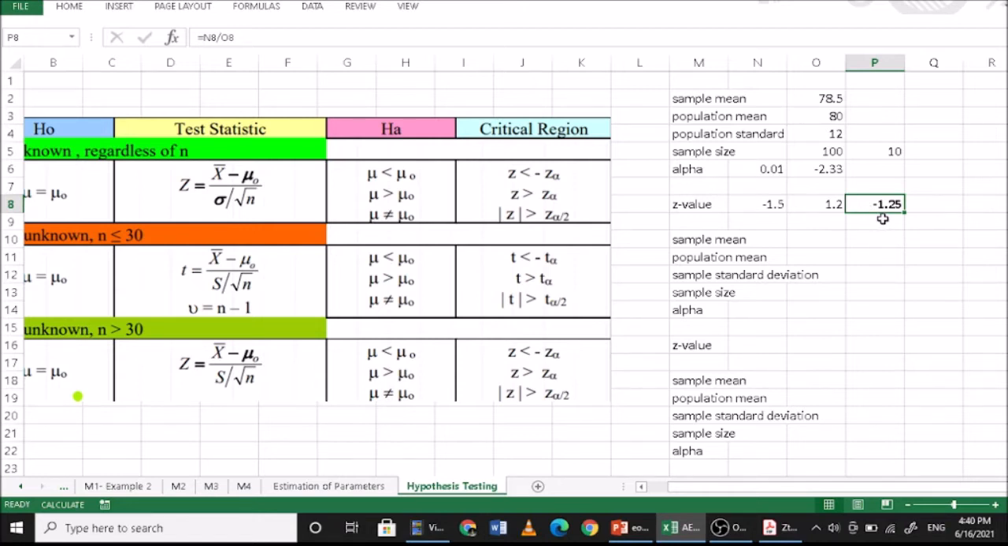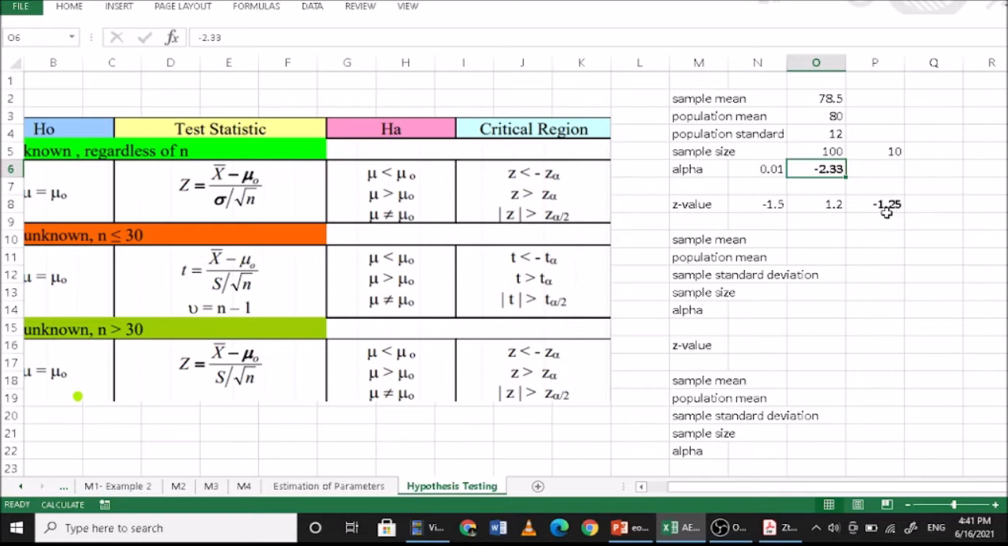So the z value is equal to negative 1.25. And our critical region is z should be less than negative 2.33 for us to reject the null hypothesis. But then negative 1.25, which is your z value, is actually greater than negative 2.33, which is our negative z alpha value.